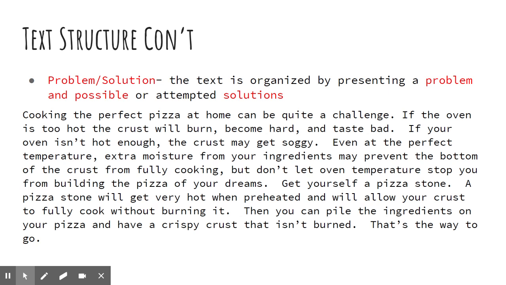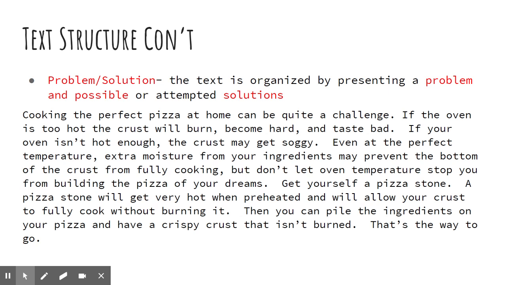Cooking the perfect pizza at home can be quite a challenge. If the oven is too hot, the crust will burn, become hard, and taste bad. If your oven isn't hot enough, the crust may get soggy. Even at the perfect temperature, extra moisture from your ingredients may prevent the bottom of the crust from fully cooking.